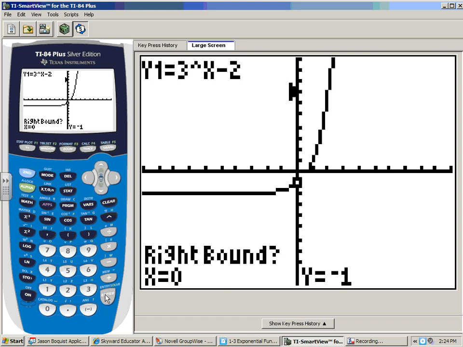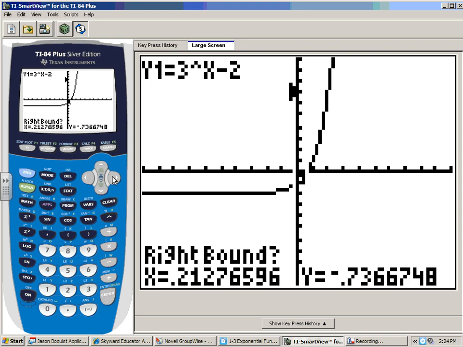Now it wants a right bound. If I were to hit enter right now, is that to the right of the point I'm trying to find? No, so is that a good right bound? No, so how are you going to get over there? Hit it to the right. How about that? Is that to the right of what I want? Okay, how about over there? We're trying to hit the x-axis, remember? Well, I'd go one more just to make sure. Do you agree that the x value is to the right of the one I'm trying to find?